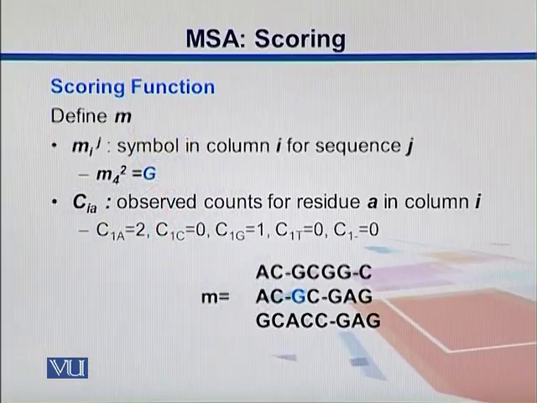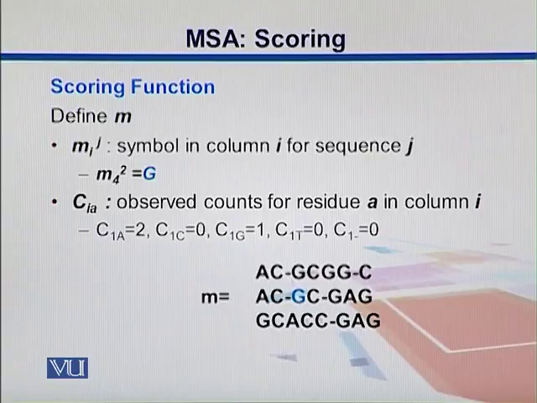We define M as the matched sequences, or the alignment, and then we can observe two types of parameters that we can put into the score. M, I and J is the symbol in column I for sequence J. So for example, if we want to know what the fourth symbol in the second sequence is, we see it's a G. It's represented in blue color for your convenience.